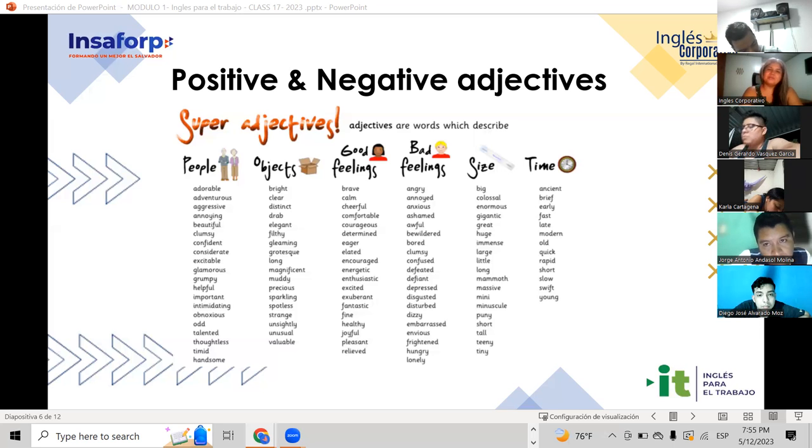Okay, now we're going to speak about feelings. Good feelings. Aquí estamos diciendo que todos estos son positivos, ¿verdad? Brave. What do you think that is? Como valiente. Valiente. Brave. Very good. Calm. Tranquilo. Positivo. Muy bien. Cheerful. Alegre. Positive.